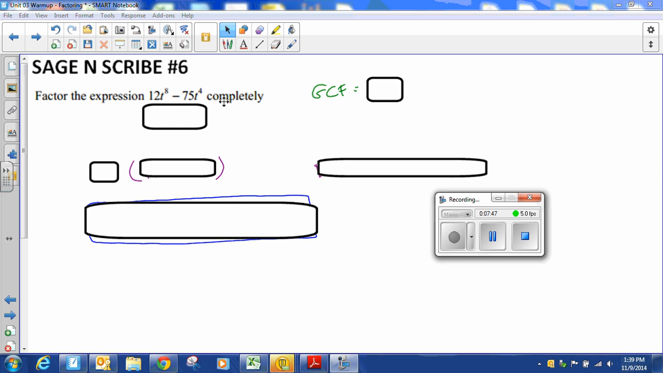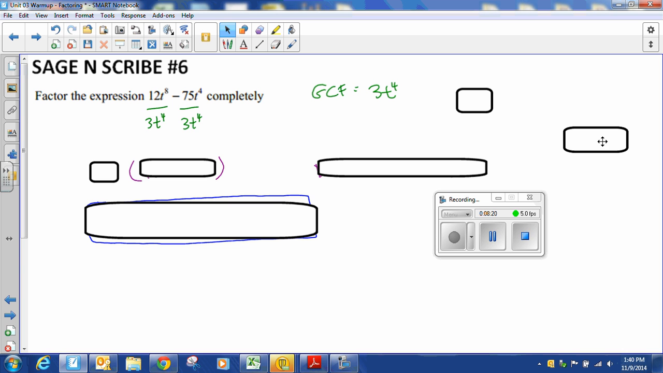Last one. Let's factor this one completely. Let's look for a greatest common factor. 12 and 75. Well, 2 doesn't work because 75 is odd. 3 works because 3 times 4 is 12 and 3 times 25 is 75. So let's go ahead and start with 3. The variable part, t to the 8th and t to the 4th, yes, we can factor out t to the 4th because we're looking for the greatest common factor. So we're going to factor 3t to the 4th power.